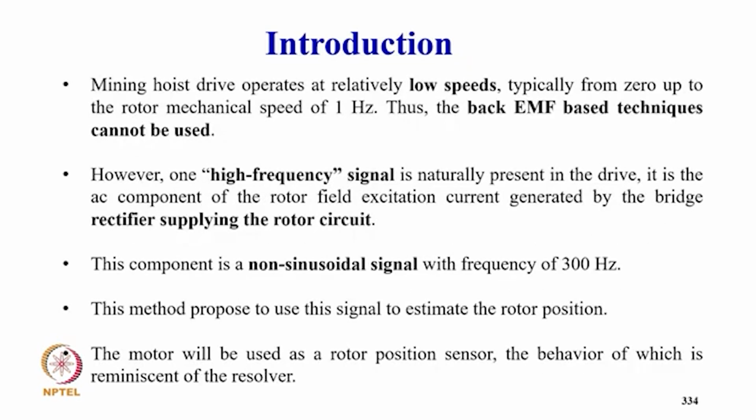So the mining hoist drive operates at relatively low speeds, typically from 0 up to a rotor mechanical speed of 1 Hz, and thus the back EMF based technique cannot be used. However, one high frequency signal is naturally present in the drive, and it is the AC component of the rotor field excitation current generated by the bridge rectifier supplying the rotor circuit, and this component is a non-sinusoidal signal with a frequency of 300 Hz. So this method proposes to use this signal to estimate the rotor position. The motor will be used as a rotor position sensor, and the behavior of which is reminiscent of the resolver one.